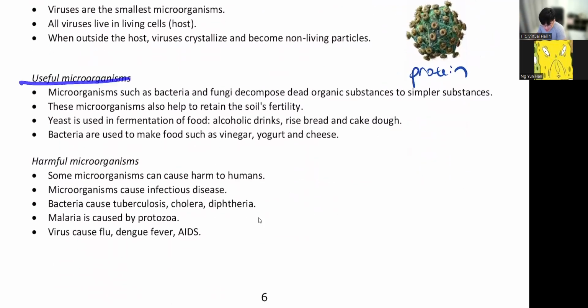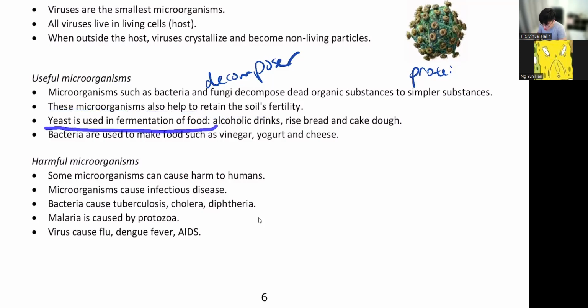So what are useful microorganisms? Okay, this is just to let you know. Microorganisms such as bacteria and fungi, they decompose dead organic substance to simpler substance. They are what we call decomposers, 分解者, like your earthworm. When you die, earthworm will eat your body away so that you become dirt. You become nutrient so that plants can use you and grow. It's the same. So bacteria, they do the same thing. These microorganisms also help to retain soil fertility, so it keeps the soil fertile so that your soil has nutrient.